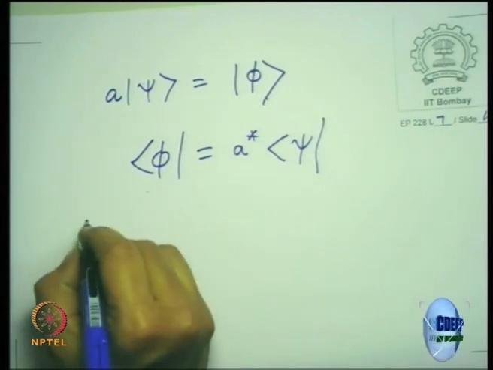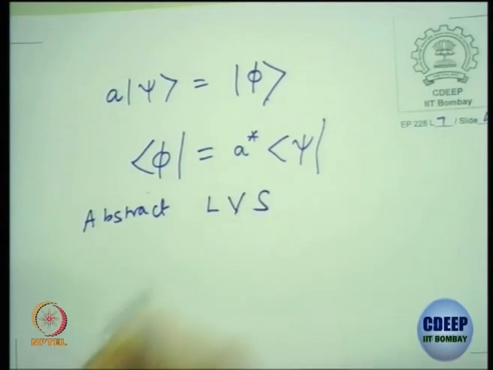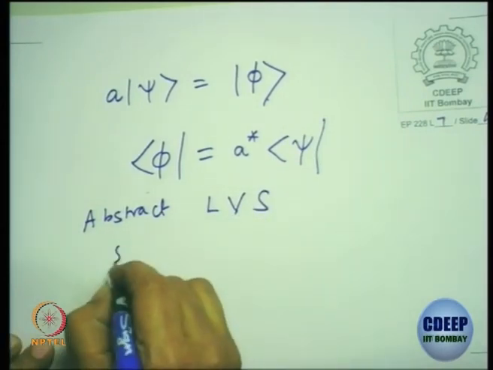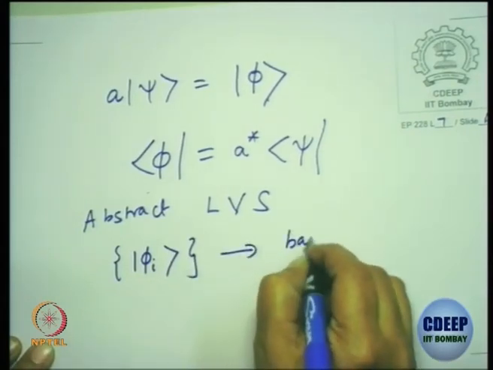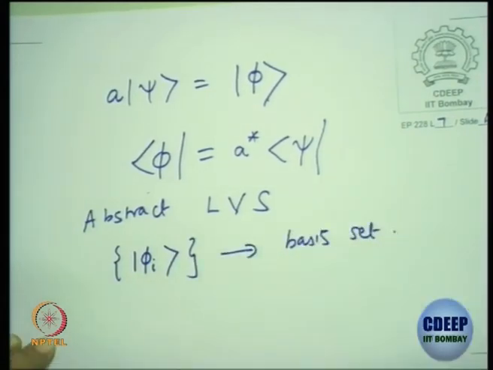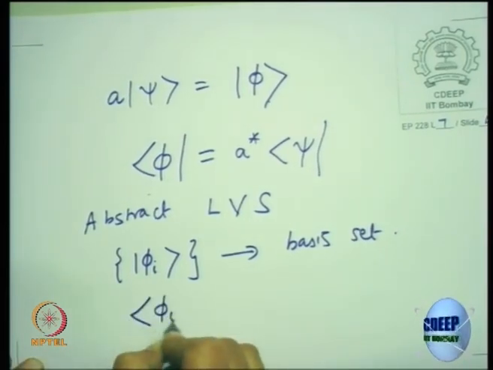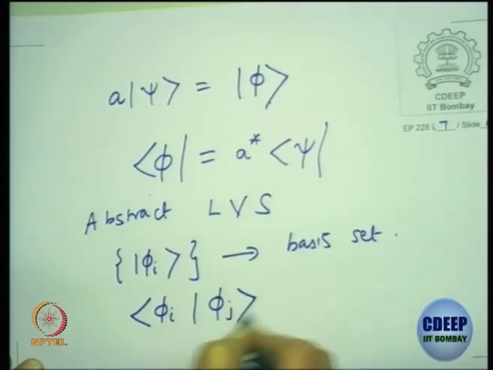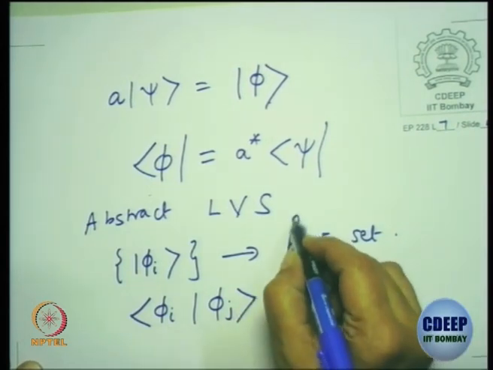So formally, in an abstract linear vector space, we will say that we have a set which is a basis set, with the property that ⟨φ_i|φ_j⟩ will be δ_ij to make it an orthonormal basis set.